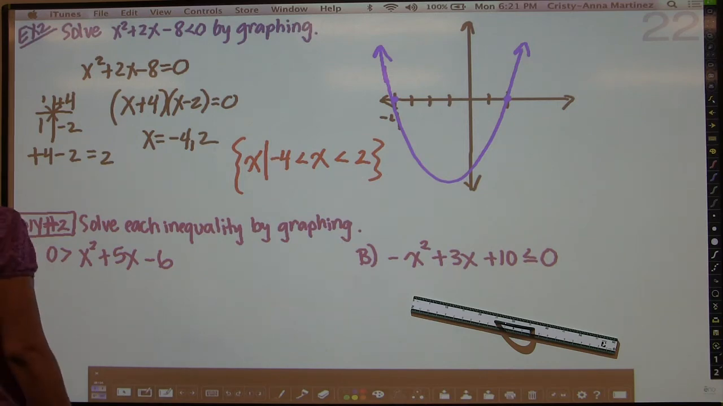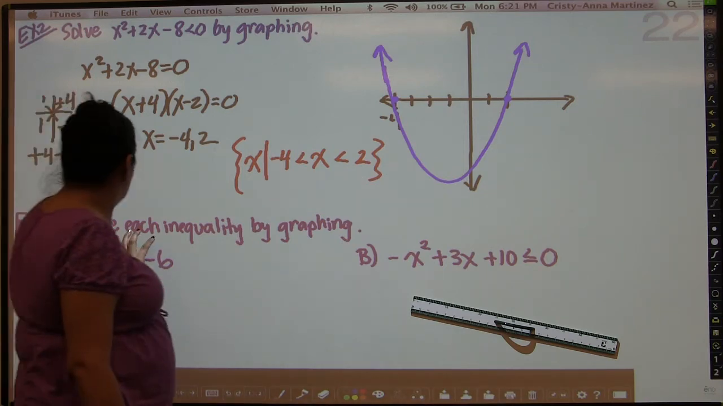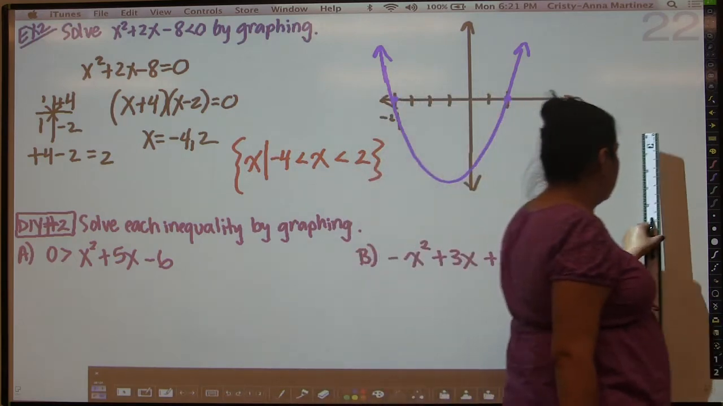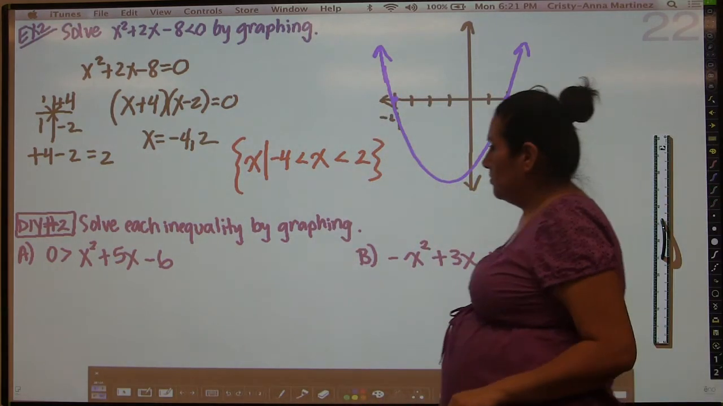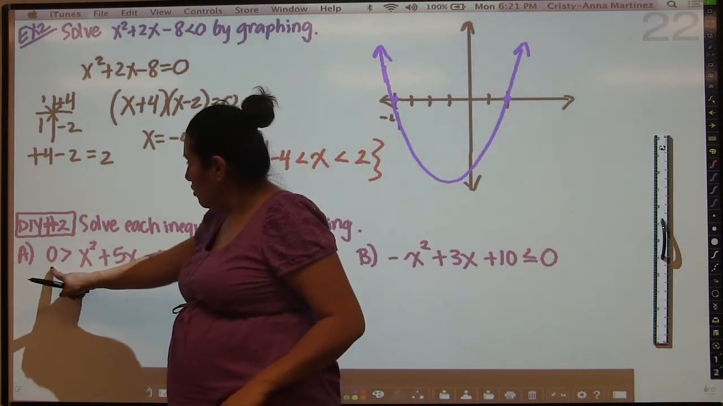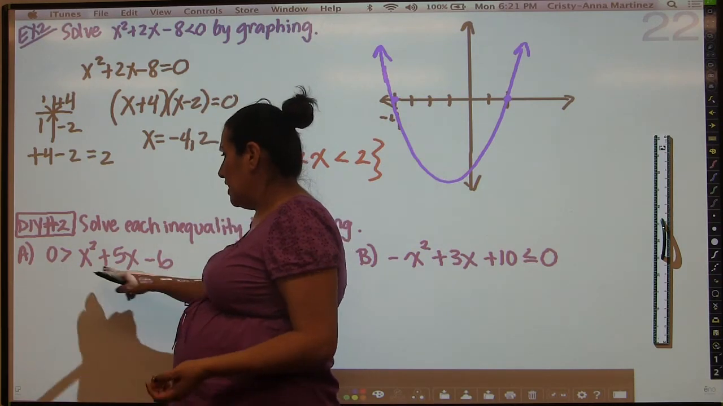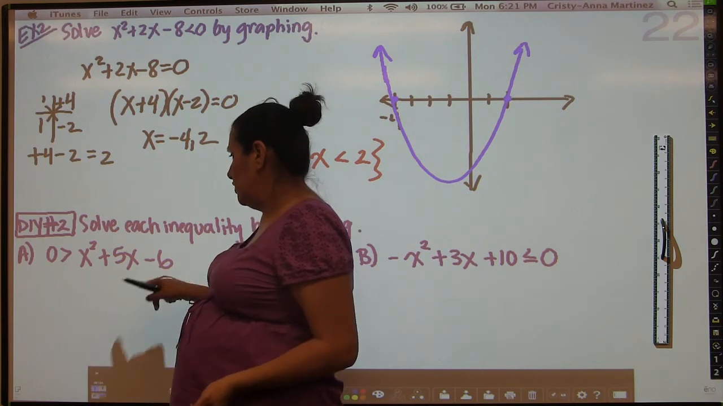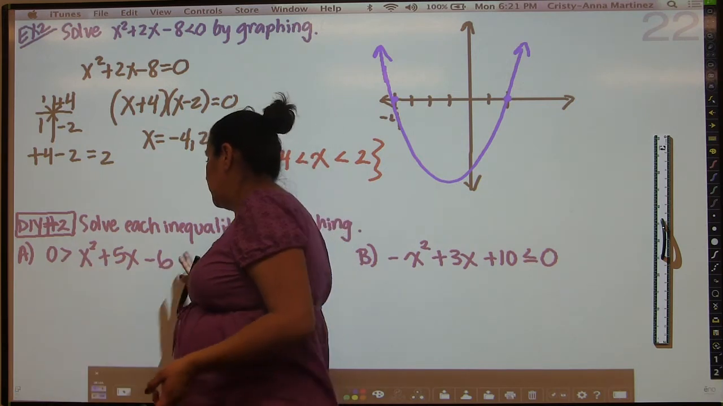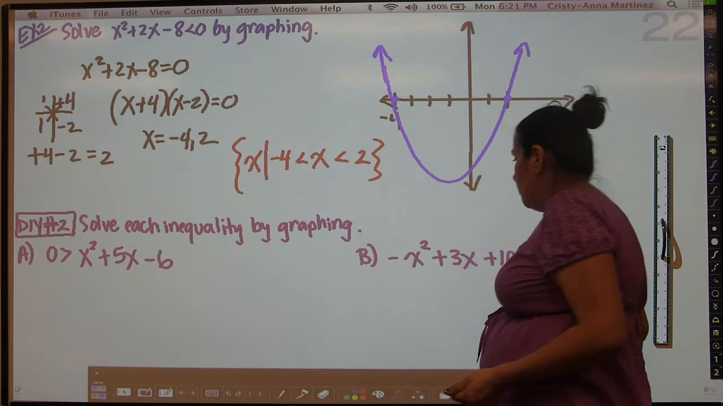So that is how you do that. So now I want you to try to do this do-it-yourself question. But keep in mind that you want to put this in the right order. This is saying 0 is bigger than x squared plus 5x minus 6, which would be the same thing as saying x squared plus 5x minus 6 is smaller than 0. So the 0 is on the wrong side there. That might help if you do that.